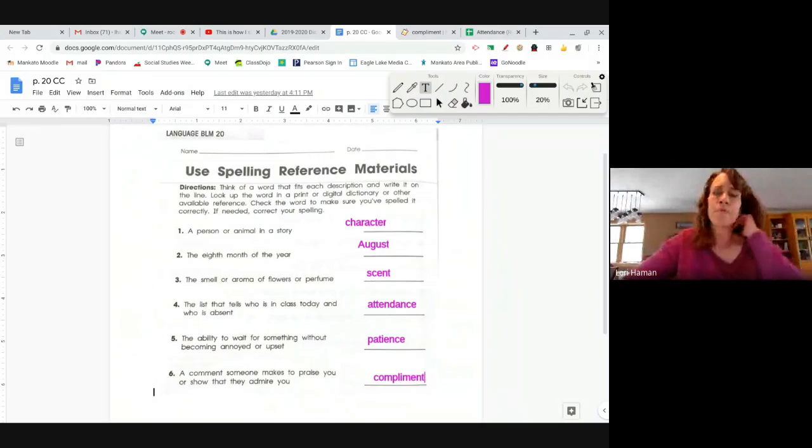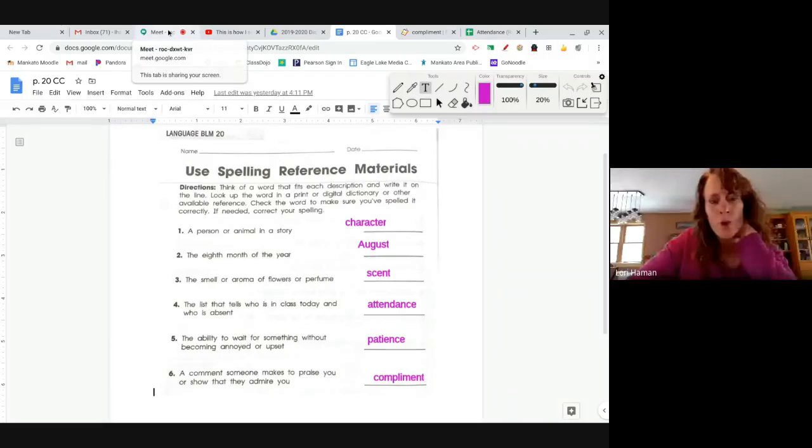C-O-M-P-L-I-M-E-N-T. So a little lesson for you today to remember to think through a few things as you're working in a dictionary. It's not always going to give you the answer just so handily. It takes a little bit of thinking. So those are some of the things we found today. So I hope that helps your page 20 of your Common Core Writing and Language book.